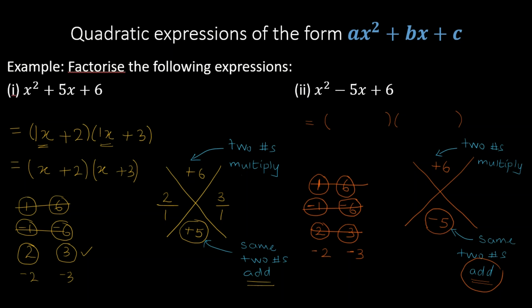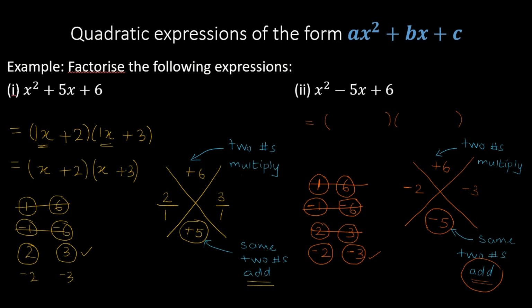No. What about the last possibility? Negative 2 when you add with negative 3. Does it give negative 5? Yes. So we have to select the last possibility, negative 2 and negative 3.